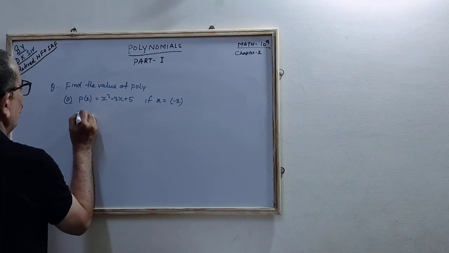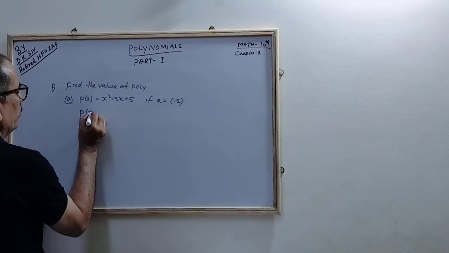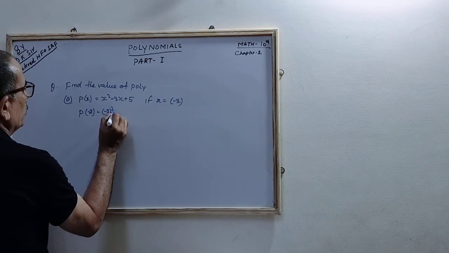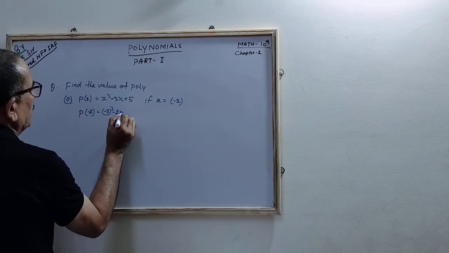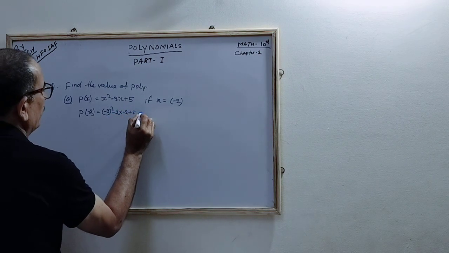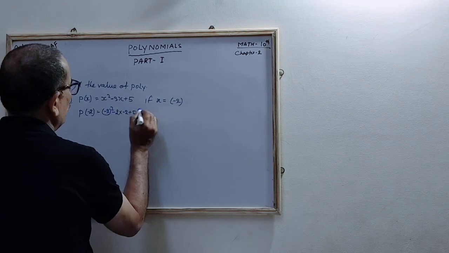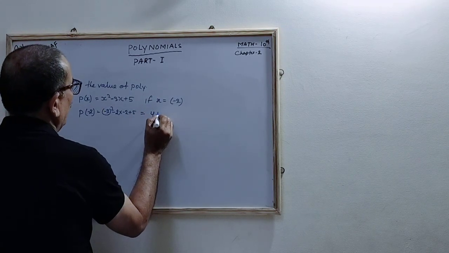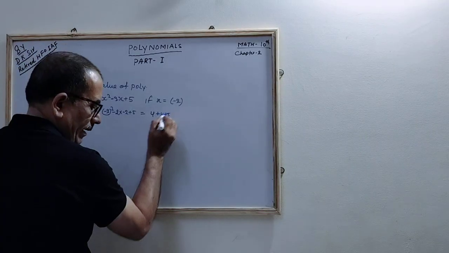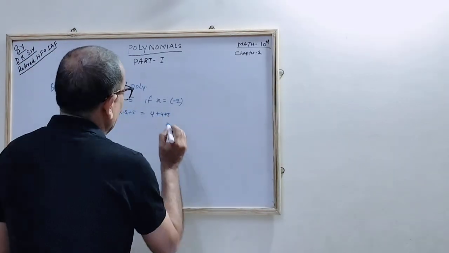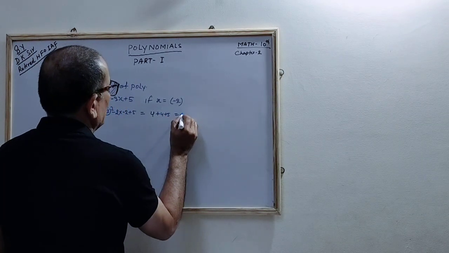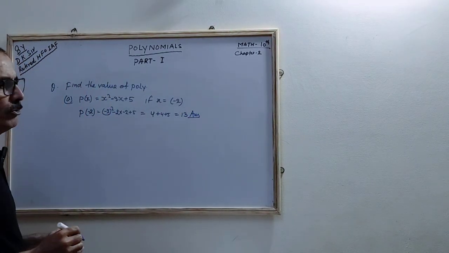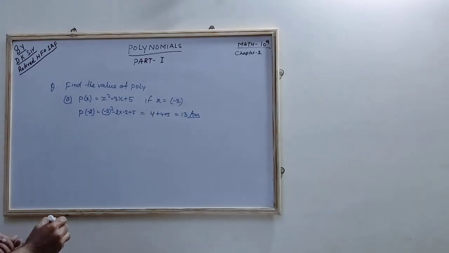So you will put the value of x, you are going to put the minus 2. So all the x values will change. So it becomes minus 2 whole square minus 2 into minus 2 plus 5. So it is going to become plus 4, plus 4 and plus 5. So the answer you are going to get is 4 plus 4 plus 5, that is 13, correct? So you could evaluate it or find the value of the given polynomial.